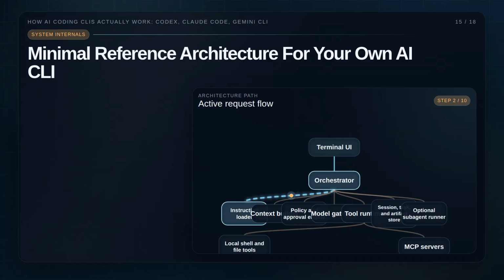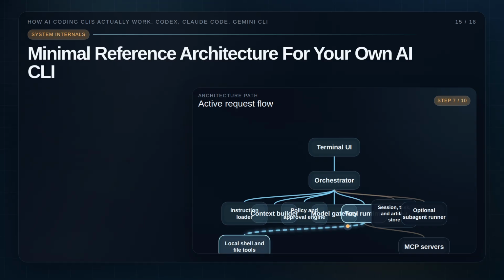If you were building one today, this is the minimal architecture I would recommend. Keep the terminal UI thin. Put almost all real logic in an orchestrator. Give that orchestrator a dedicated instruction loader, context builder, policy engine, model adapter, tool runtime, and state store. Add MCP so the runtime can grow without rewiring the core. Only add subagents after the single agent loop is dependable. Fan-out multiplies the need for planned state and review state.